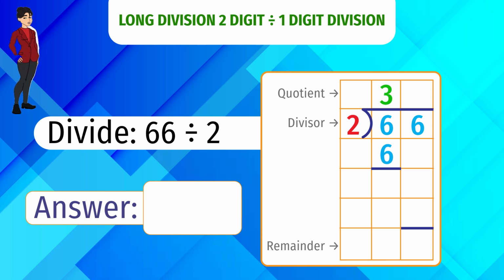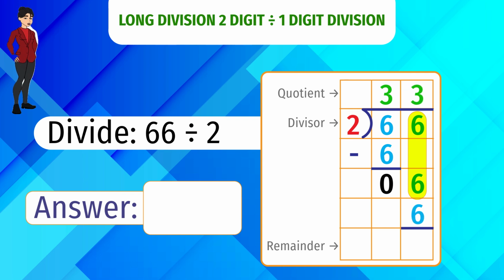2 into 3 equals 6. Write 6 below 6 of the divisor. Subtract 6 from 6 and you get 0. Now the next digit, 6, is written next as shown. 6 is divided by the divisor 2. You get 3. Write 3 in quotient space.